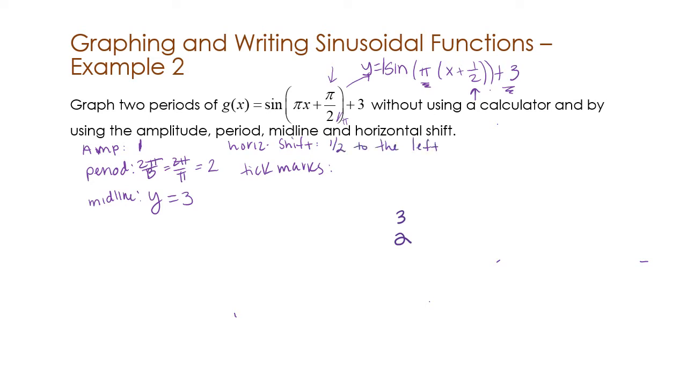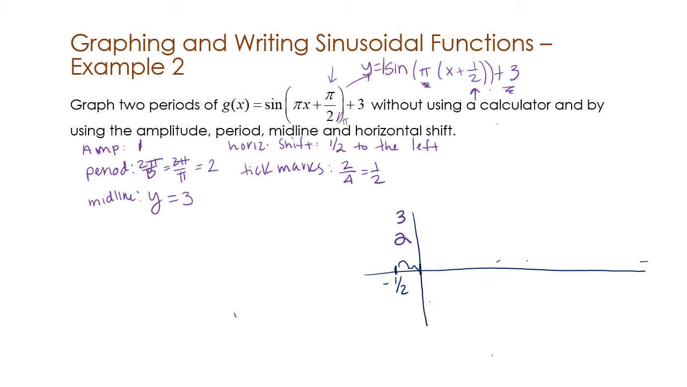And then our tick marks, again, you take that period and divide it by 4, so the tick marks are going to be 1/2. So when I go to graph this, because of this horizontal shift, that's where my first tick mark is going to be. So I'm 1/2 to the left. Normally I would start here at 0, but I need to go 1/2 in the negative direction. So that's where I'm going to start now.